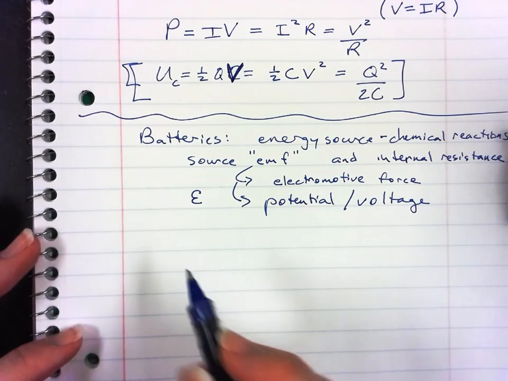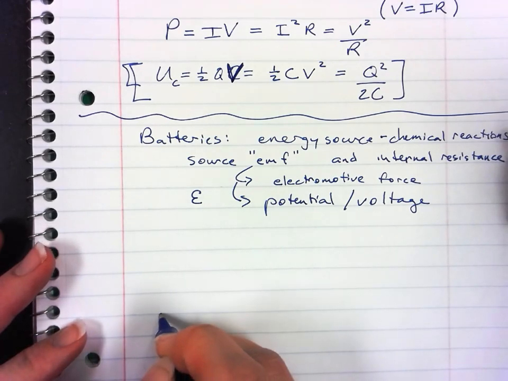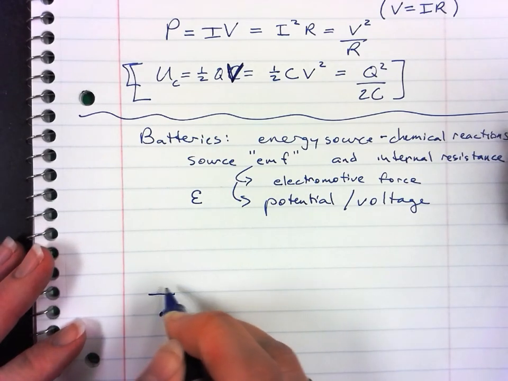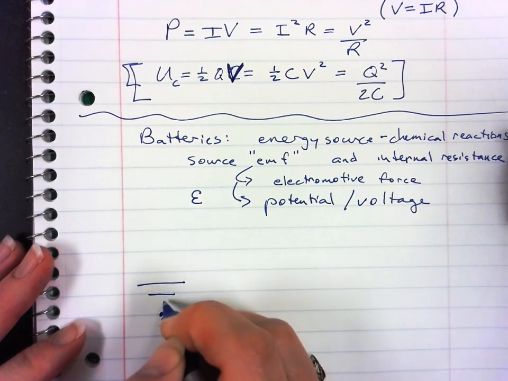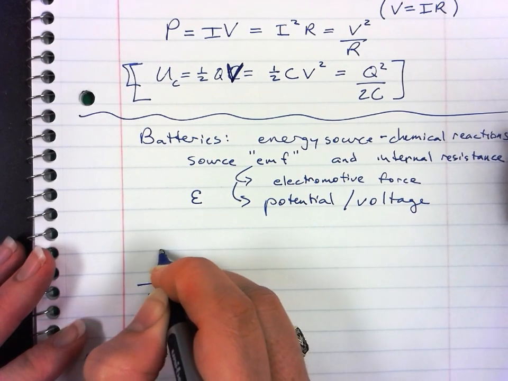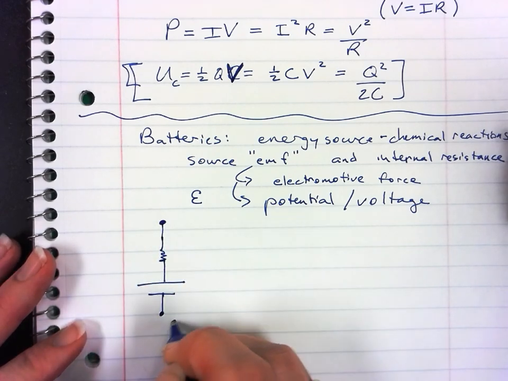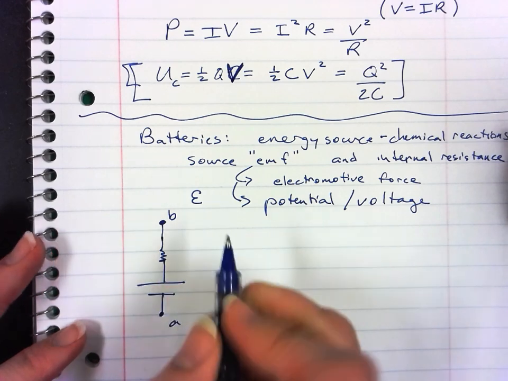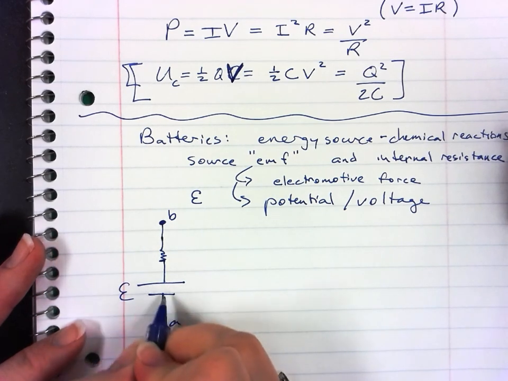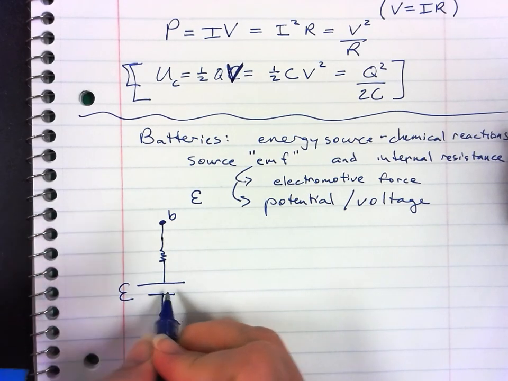So the way we're going to draw this in a circuit is if this is just the battery, and we're going to start with A and B in the circuit. So this is the source of EMF, the symbol we've been using for the battery, so potential.